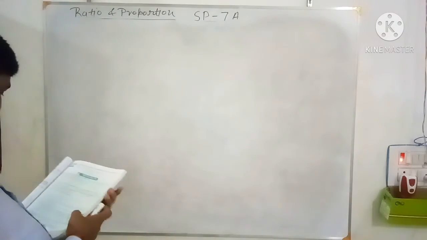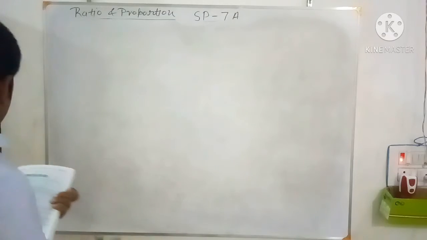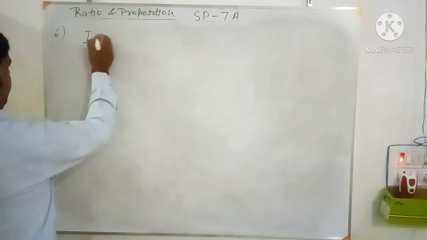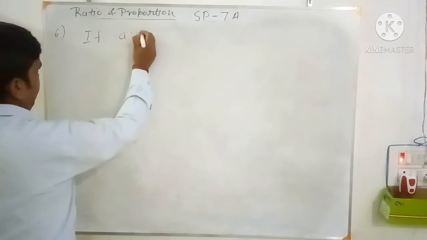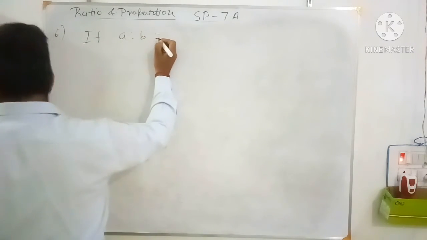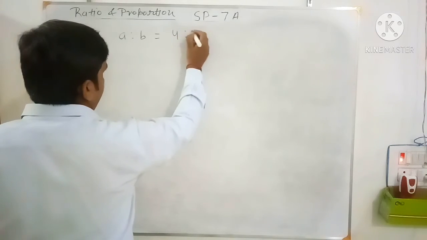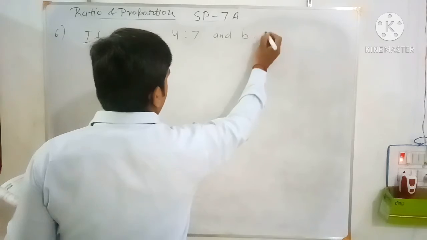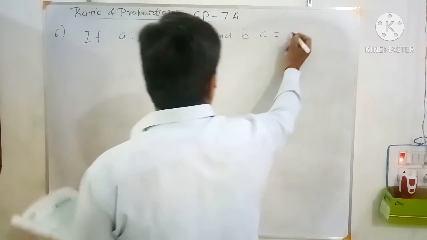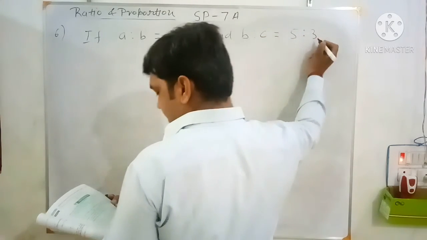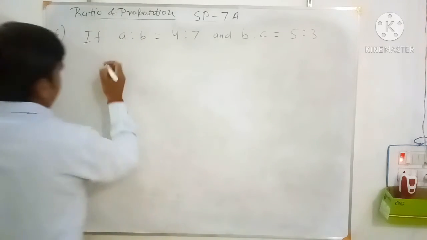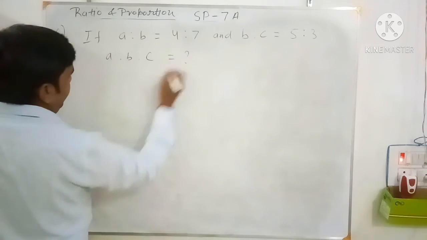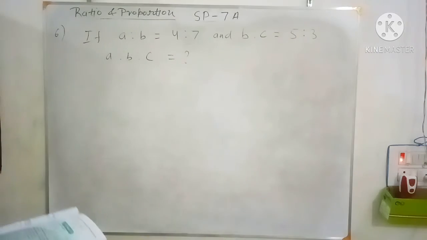Now we see the question number 6. Here we have to find the ratio of A is to B is to C. In question number 6 you see, if A is to B equals 4:7 and B is to C equals 5:3. Here to find the ratio A is to B is to C. This ratio we have to find. A is to B is to C.